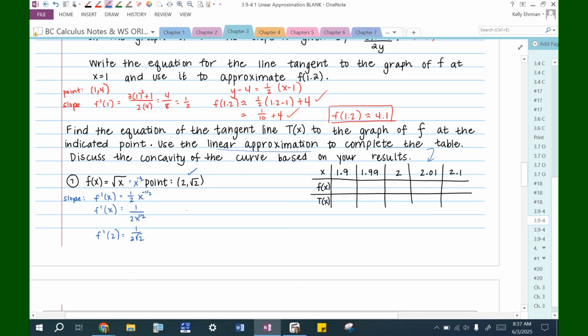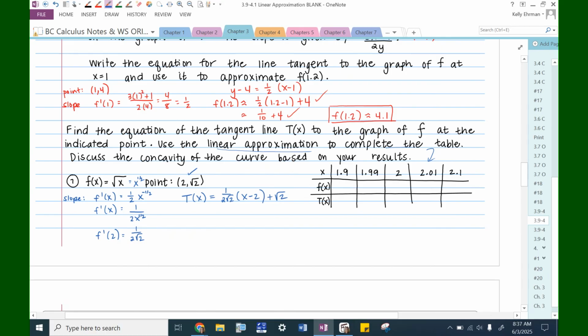So our equation for the tangent line, let's call it T of x. T of x is equal to f prime times (x minus 2). I'm just going to add the radical 2 over here. You can still do y minus radical 2 equals this times (x minus 2). I just changed it up like that because it'll be nice to have something ready to go to plug into my calculator. So, all right, let's go to Desmos here.